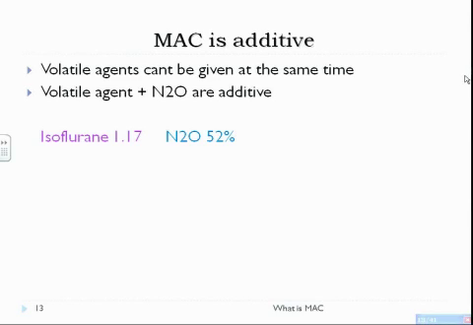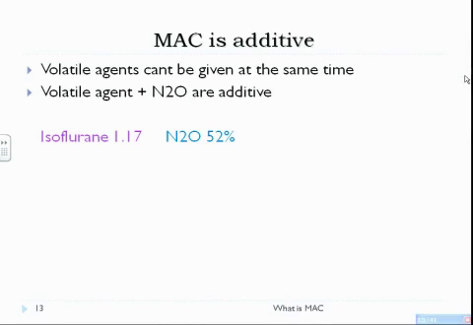Okay, so volatile anesthetics can't be given at the same time, which is a safety device. But if you were to shut one off and turn another one on, then it's going to add while that's happening. Okay, but it won't be for very long. The 2 agents that you can add together are nitrous oxide and the volatile anesthetic.